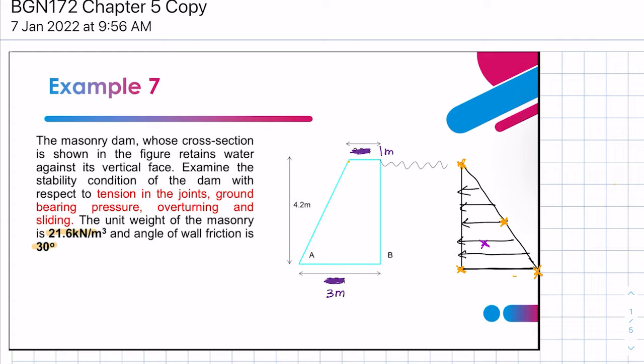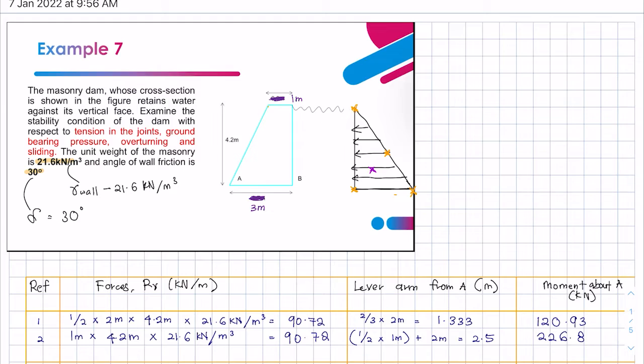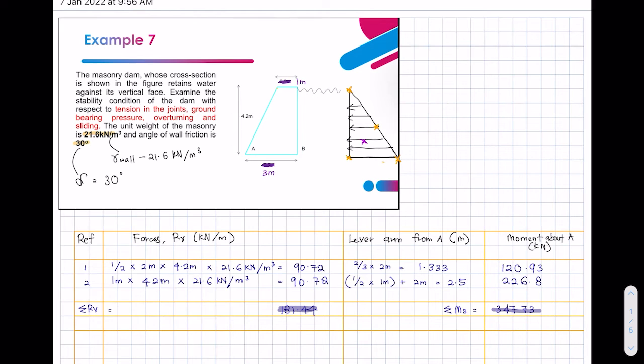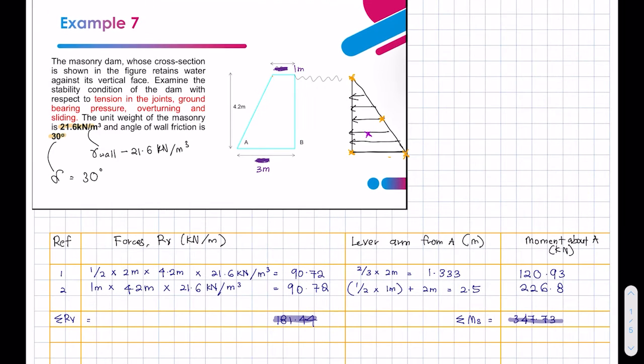Unit weight of masonry ni means wall 21.6 kilonewton per meter cube, and this is delta. Theta tiada sebab this wall retain water, jadi tak ada theta. Rankine theory only applicable if the retaining wall retain granular material or soil only. Dalam kelas kita sebenarnya dah buat, therefore I record semula, so I tunjuk balik lah.